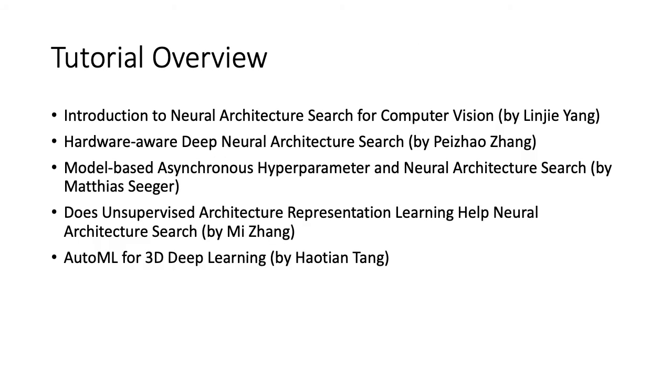That's a brief overview of different ways of tackling the NAS problem. Now let our speakers share more recent progress on neural architecture search and dive deep into state-of-the-art algorithms. Dr. Lingjie Yang will first give a general introduction to neural architecture search for computer vision. Dr. Peizhao Zhang will talk about hardware-aware deep neural architecture search. Dr. Matthias Seeger will share his recent work, model-based asynchronous hyperparameter and neural architecture search. Dr. Mi Zhang's topic is: does unsupervised architecture representation learning help neural architecture search? And the last talk is given by Haotian Tang on AutoML for 3D deep learning.